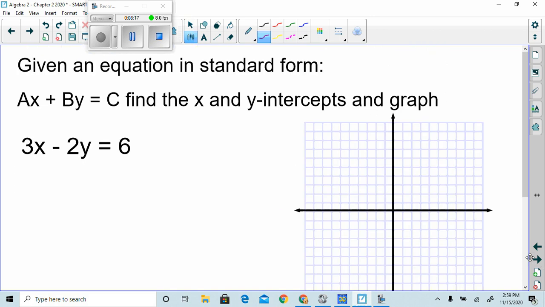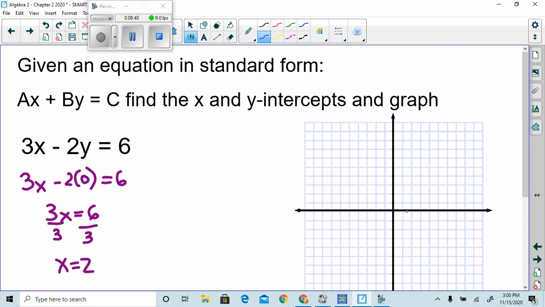Okay, once again, we're given the equation in standard form. Let's find the x and y intercepts. Let's set y equal to 0. 3x minus 2y. And again, this middle step here, you probably can just go right into 3x is equal to 6, because we know this will cancel out. So (2, 0) was my x-intercept.